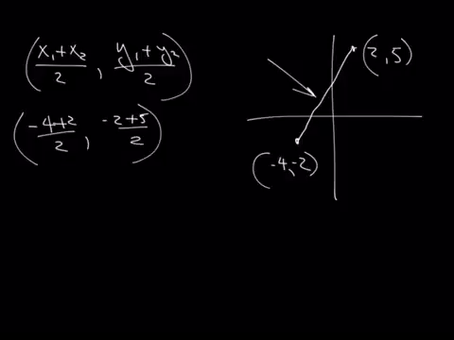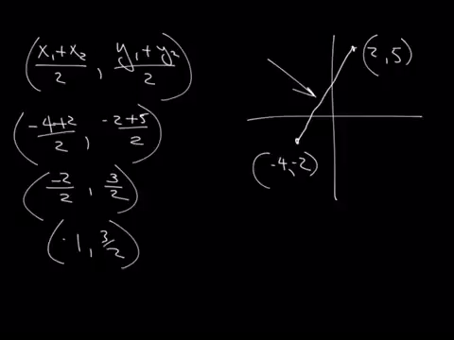Always divide by 2. So that gives me -2 over 2 and 3 over 2. So there's my point. -1, 3 halves. That's the halfway point. So I go over -1, up 1.5, and that point right there is my halfway point. Okay, key thing. That's not the distance between here and here. It's the point that lies halfway between there and there.